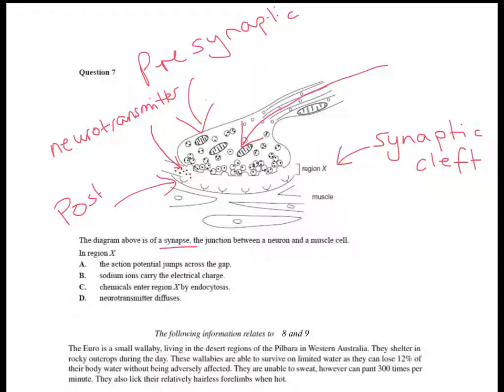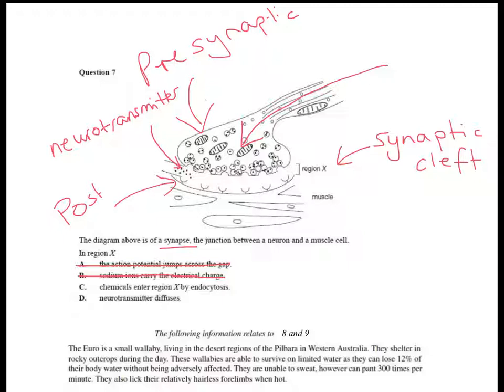In region X, the action potential jumps across the gap. Okay, well no, that's not the case, because that's not going to work. Sodium ions carry the electrical charge. Again, no. Sodium ions are only active in the actual membrane, in the actual neuron itself. That's how the signal is transmitted.